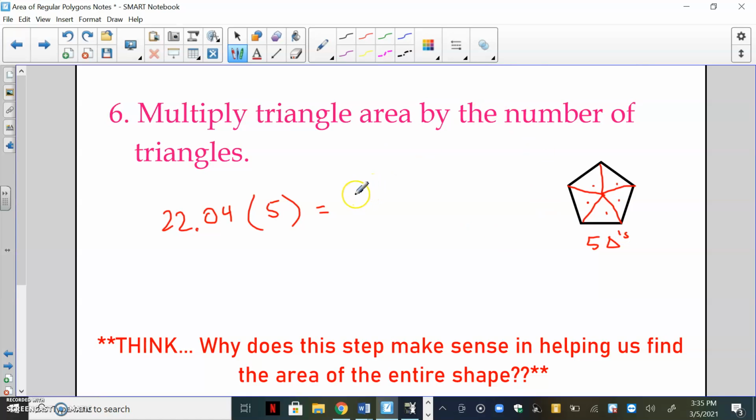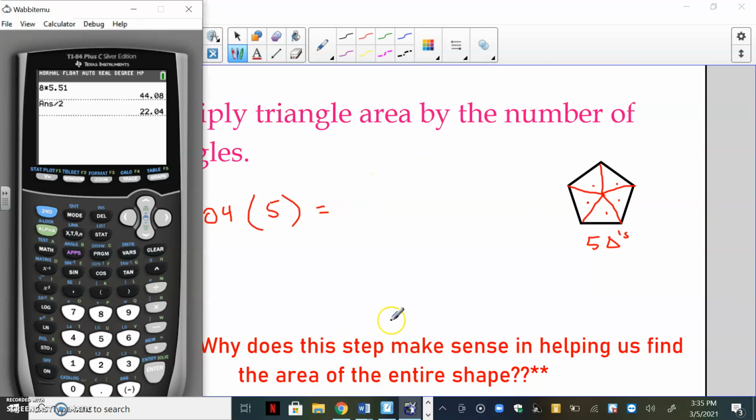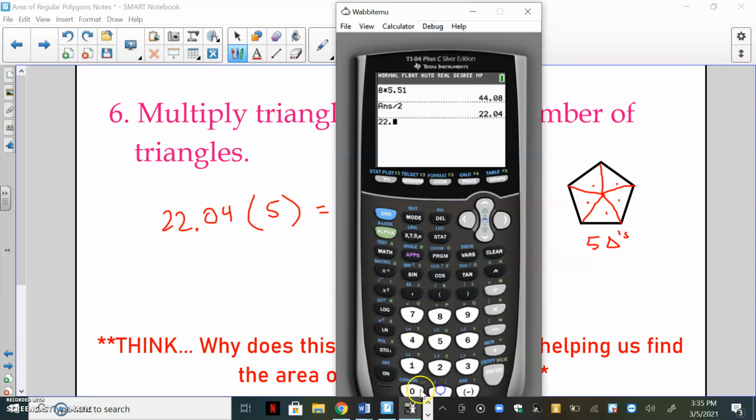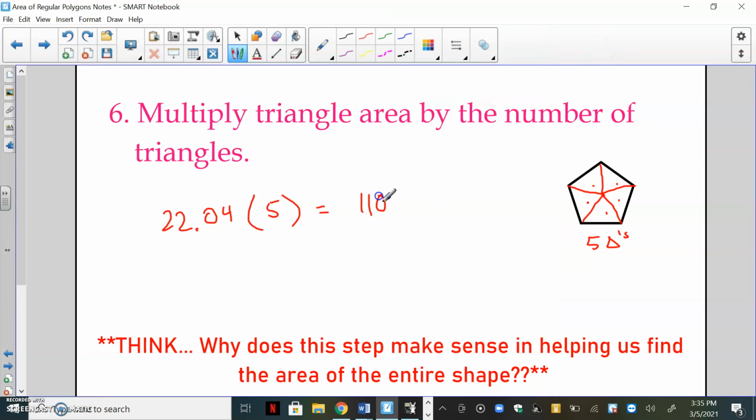Okay. So now I need to just calculate that. 22.04 times 5. I get 110.2. And remember from our area unit, area and perimeter, if I don't have any units, you guys can just use the word units. And for area, it's always square units. All right, and that is how you find the area of a polygon.